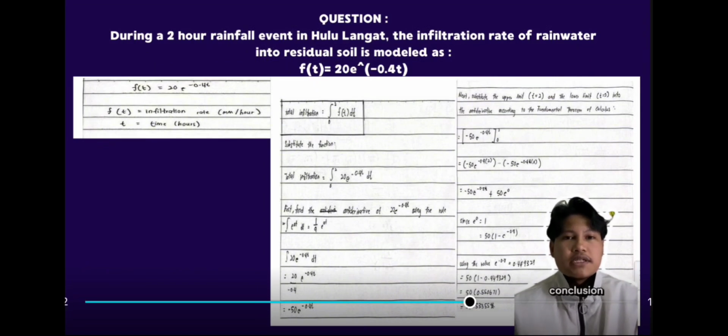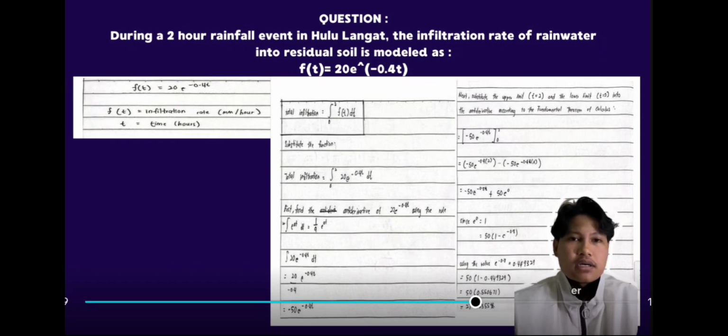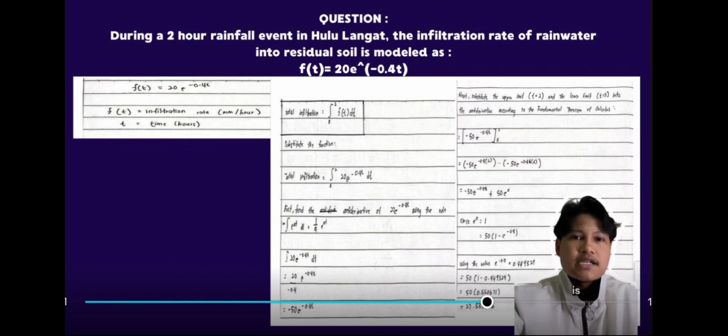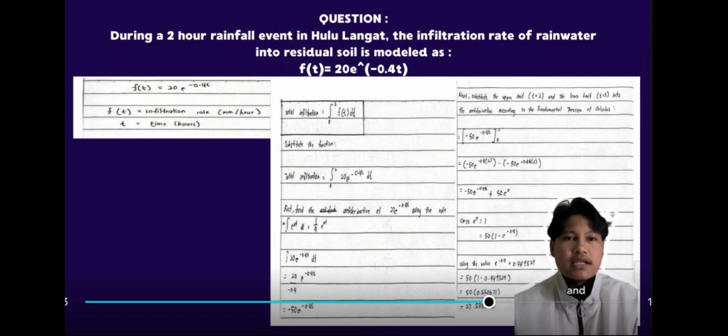In conclusion, the use of integration allows the total rainfall infiltration to be calculated accurately. There is no difference between the manual calculation and the result verified using ChatGPT, as all steps and the final value are consistent. Therefore, this result is valid and reliable, and it clearly demonstrates the importance of integration in geoscience application.